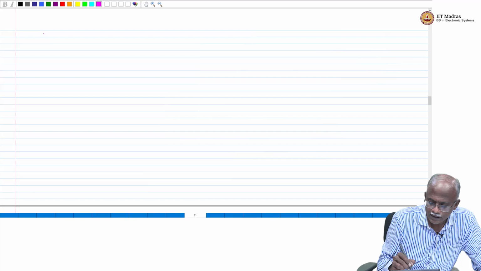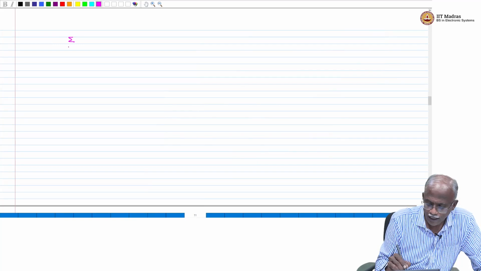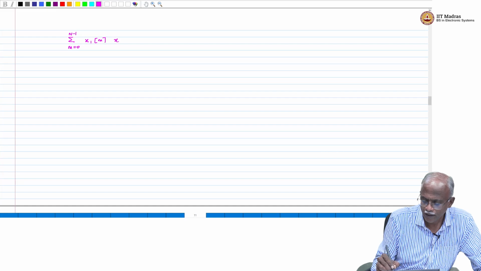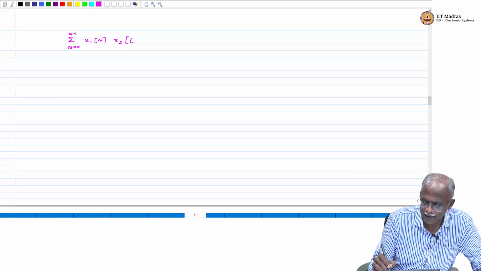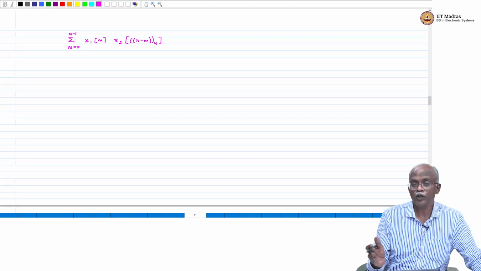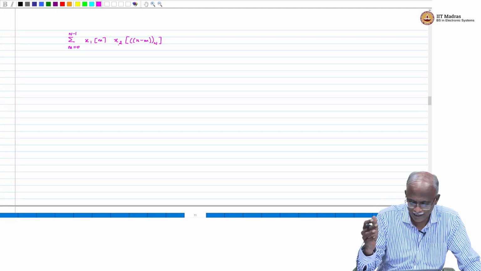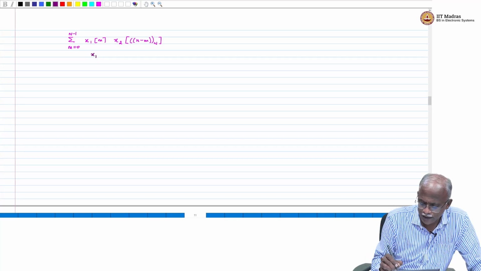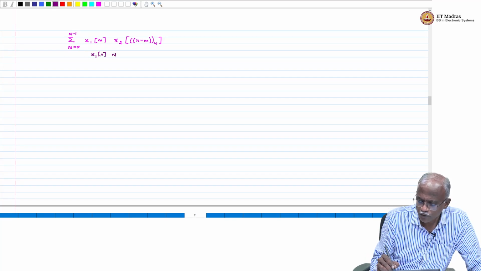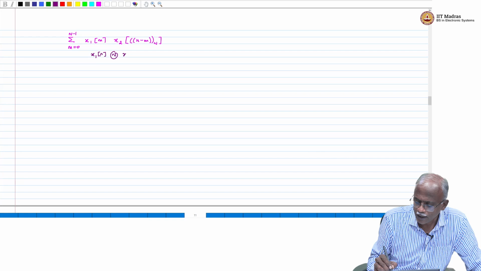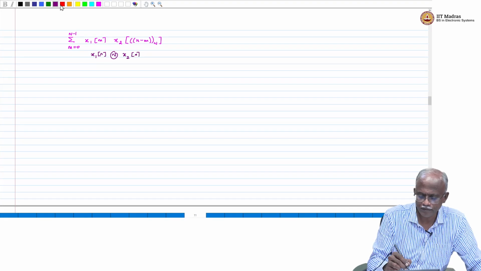So the summation of m equal to 0 through n minus 1, x1 of m, x2 of n minus m, this has to be interpreted modulo n. This is the circular convolution of the two sequences x1 of n and x2 of n. So we can write this as x1 of n, n-point circular convolution, x2 of n. That's the expression that we have here.